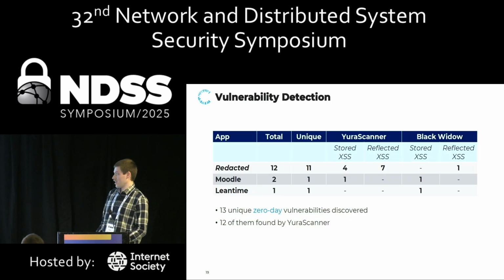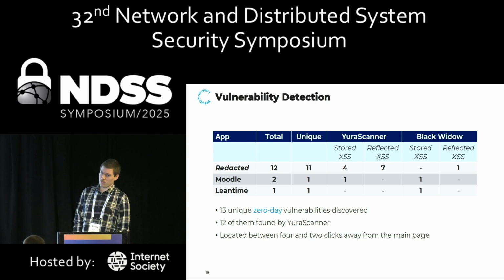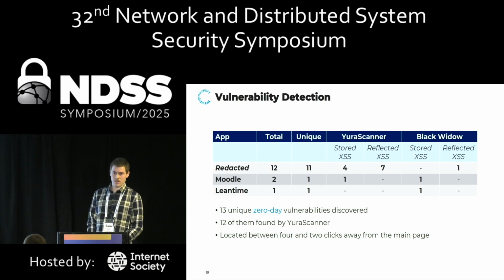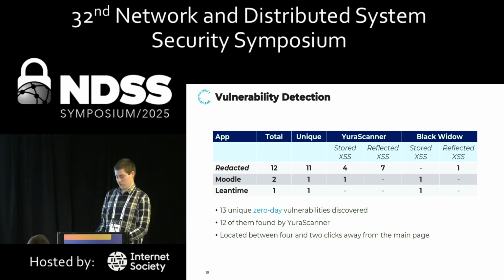As far as the vulnerabilities are concerned, we found 13 unique zero-day XSS vulnerabilities in 3 out of the 20 web applications, and 12 of these vulnerabilities were found by YuraScanner. The injection points of these vulnerabilities were located between 4 and 2 clicks away from the main page, with the vulnerabilities discovered by Black Widow being 2 clicks away.